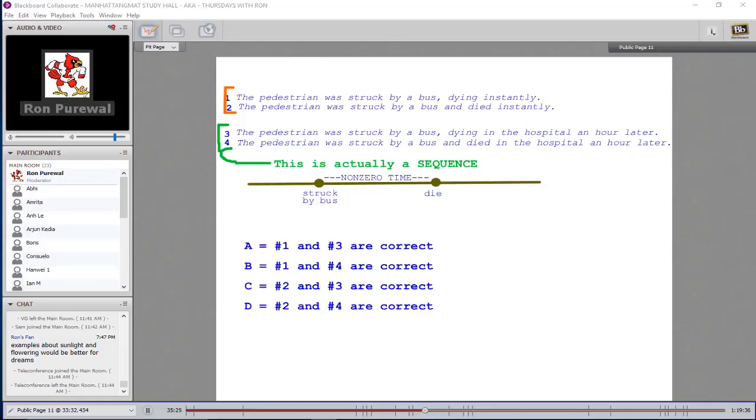So, sorry about that little delay. This is not a sequence of events. Give me a smiley face if that makes sense. This is 2 descriptions of exactly the same event at exactly the same time.